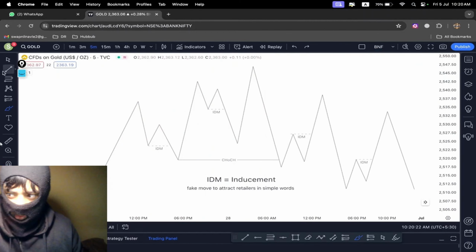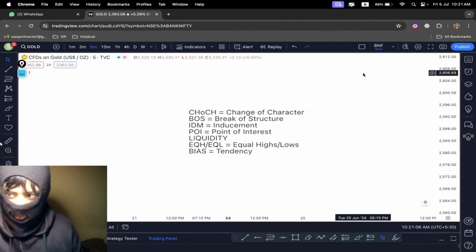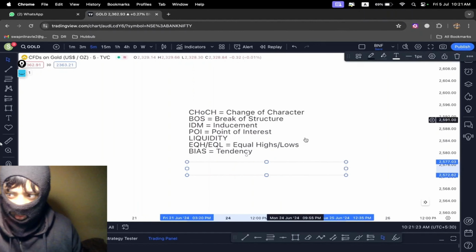So, this is basically the job of an IDM, to induce people to say, I'm falling, I'm falling, I'm falling, and when everyone enters, make a U-turn from there to hunt everyone's SLs. So, this was a basic understanding of our terminology. What is a BOS? What is a CHoCH? What is an IDM? Then comes the point of interest. What does a point of interest mean? Which location on the chart are you willing to execute a trade entry from? Or are you interested in, thinking, from here, I'll plan a sell-side trade, or, from here, I'll plan a buy-side trade? That's called a point of interest.